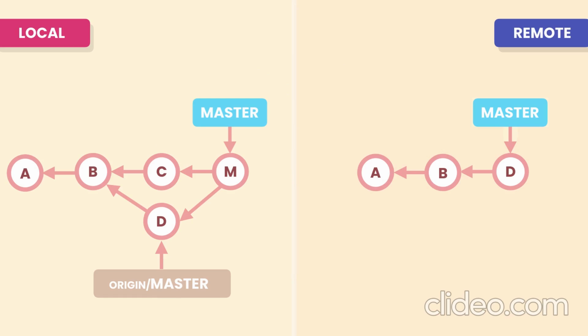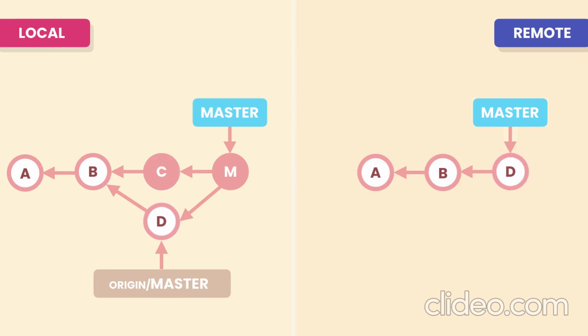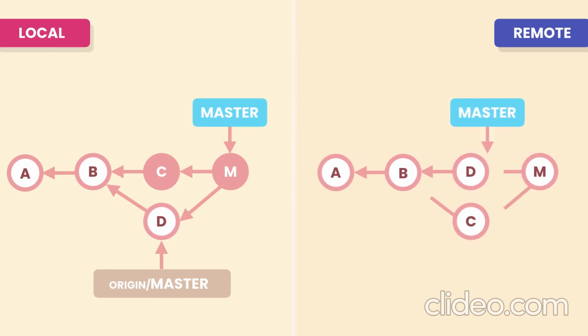Now here's a question for you. Look at the history of these 2 repositories. What commits do we have in our local repository that don't exist in origin? C and M, right? Because in both these repositories, we have A, B, and D. So when we do a push, Git will send these 2 commits to origin. Now we have the same state in both these repositories. The final code and the history of changes are identical.